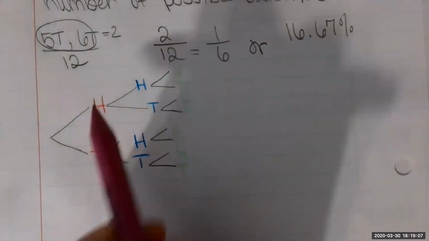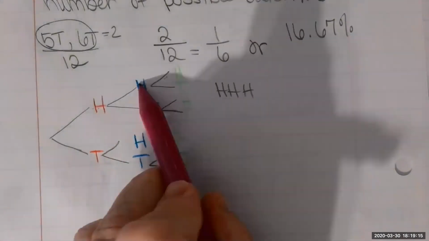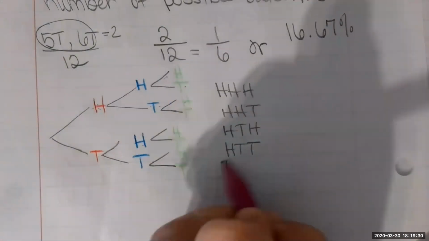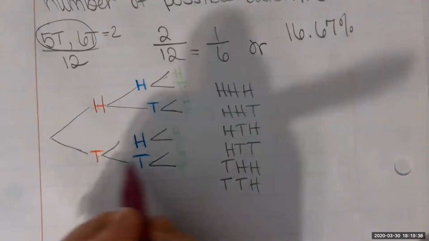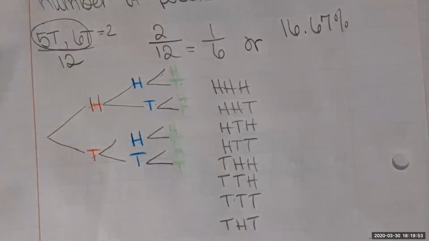Okay, so if we follow the branches out, we can have H, H, H. We could have H, H, T. We could have H, T, H. H, T, T. T, H, H. T, T, H. T, T, T. I left one out. Let's see. T, H, T.